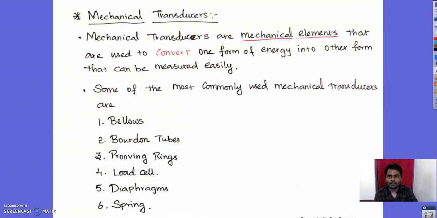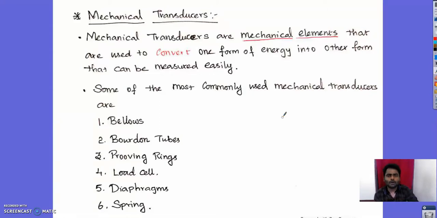Coming back, the next topic is mechanical transducer. The main point is that mechanical elements are used to convert one form of energy into another form of energy. Generally, a transducer converts one form of energy into another form of energy. If that conversion is done with the help of mechanical elements, it is termed as a mechanical transducer.